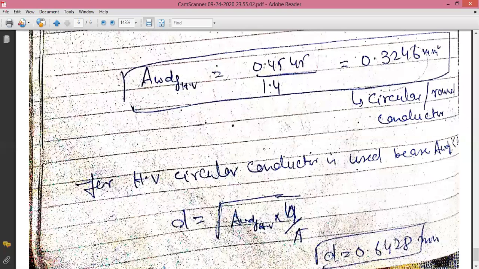So it is a mandatory rule, it is a design rule that whenever you have the area greater than 5 mm square, you use a rectangular conductor, and whenever you get a value lower than 5 mm square, you use a circular conductor.